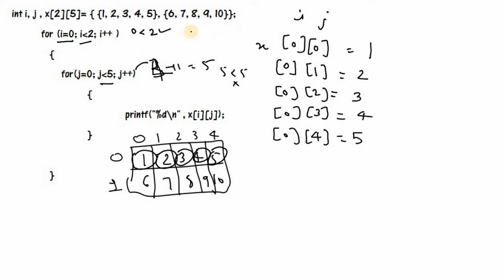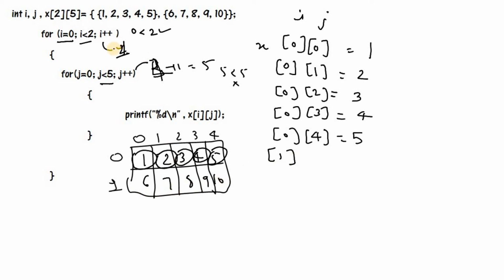Increment the value by 1, that is 0 plus 1. Now, the i value is 1. That is 0 plus 1, that is 1. Now, the i value is 1 now. We will go back to the second row.